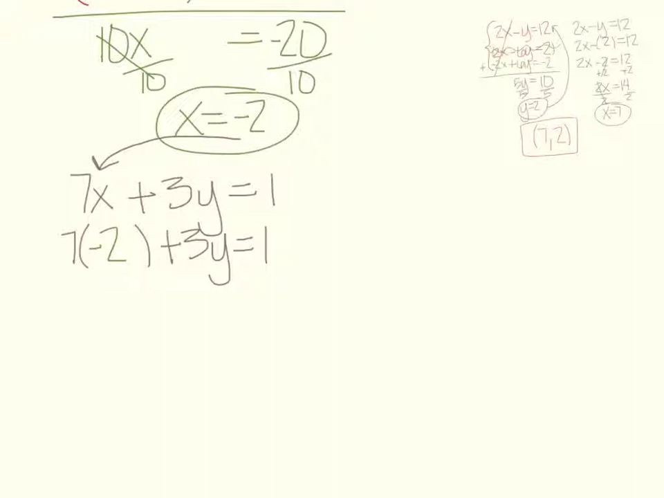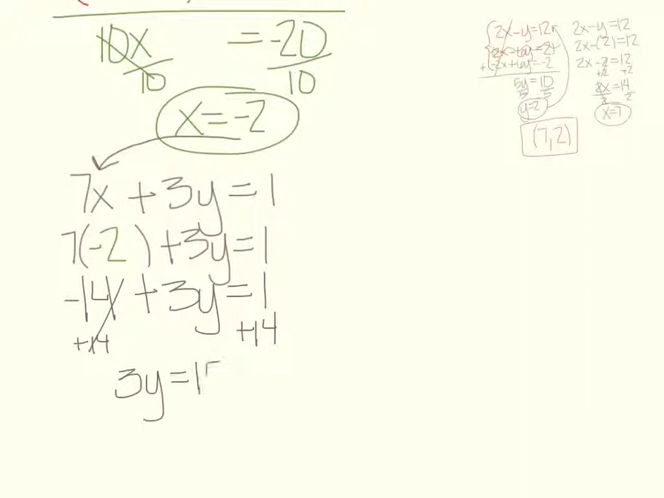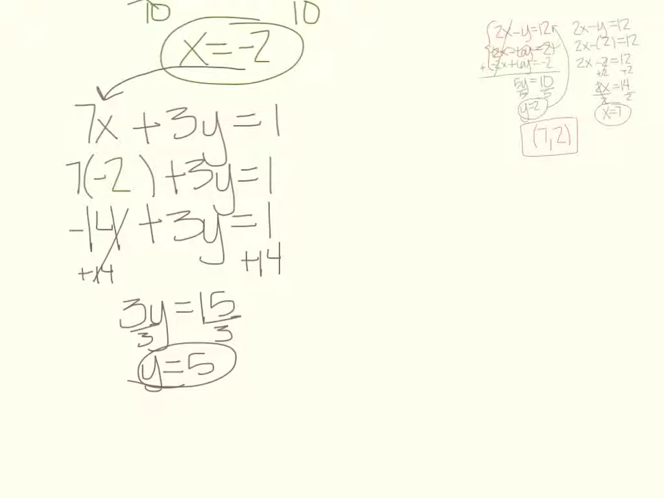Seven times a negative 2 is a negative 14. So if we add 14 to both sides, 3y equals 15. Divide by the coefficient. y equals 5. So the solution to this system, when x is a negative 2, y is 5. I mean, really, you've got to love solving by elimination.